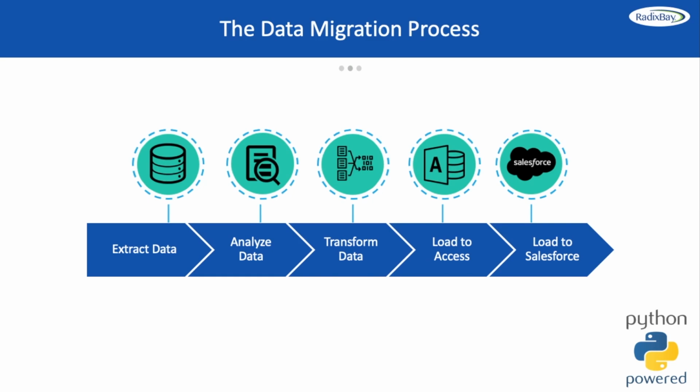Once I finished transforming the data, I loaded the data into Microsoft Access. I used Microsoft Access so that all the data would be prepped and stored in one location. It also made it easier to quickly view the data. Once the data was in Microsoft Access, I took the data from there and loaded it into Salesforce. I used Python to automate the majority of this process.